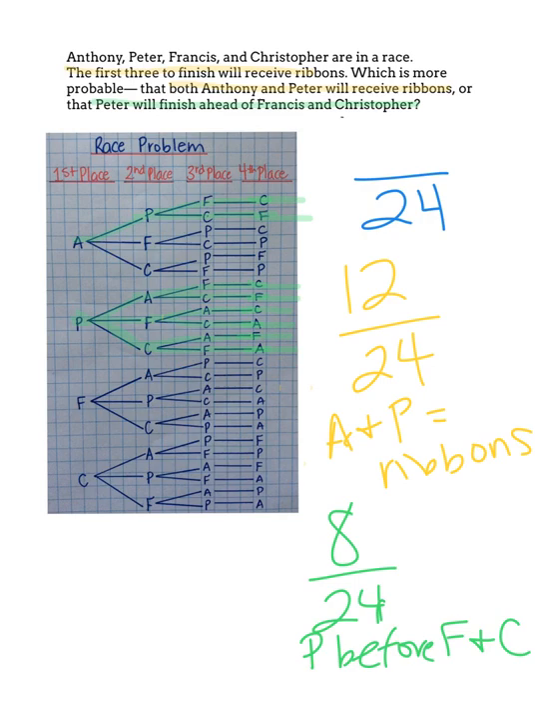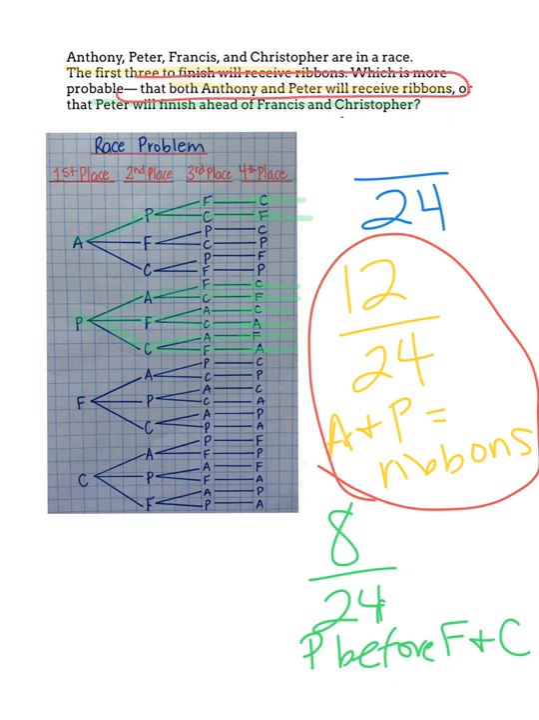So my question is, which one is more probable? So my answer is going to be this scenario is more probable. It is more probable, and I would write this out by hand or with my stylus, but it'll be basically gibberish, I'm sure. So more probable that both Anthony and Peter are going to get ribbons than it is that Peter will finish ahead of both Francis and Christopher.